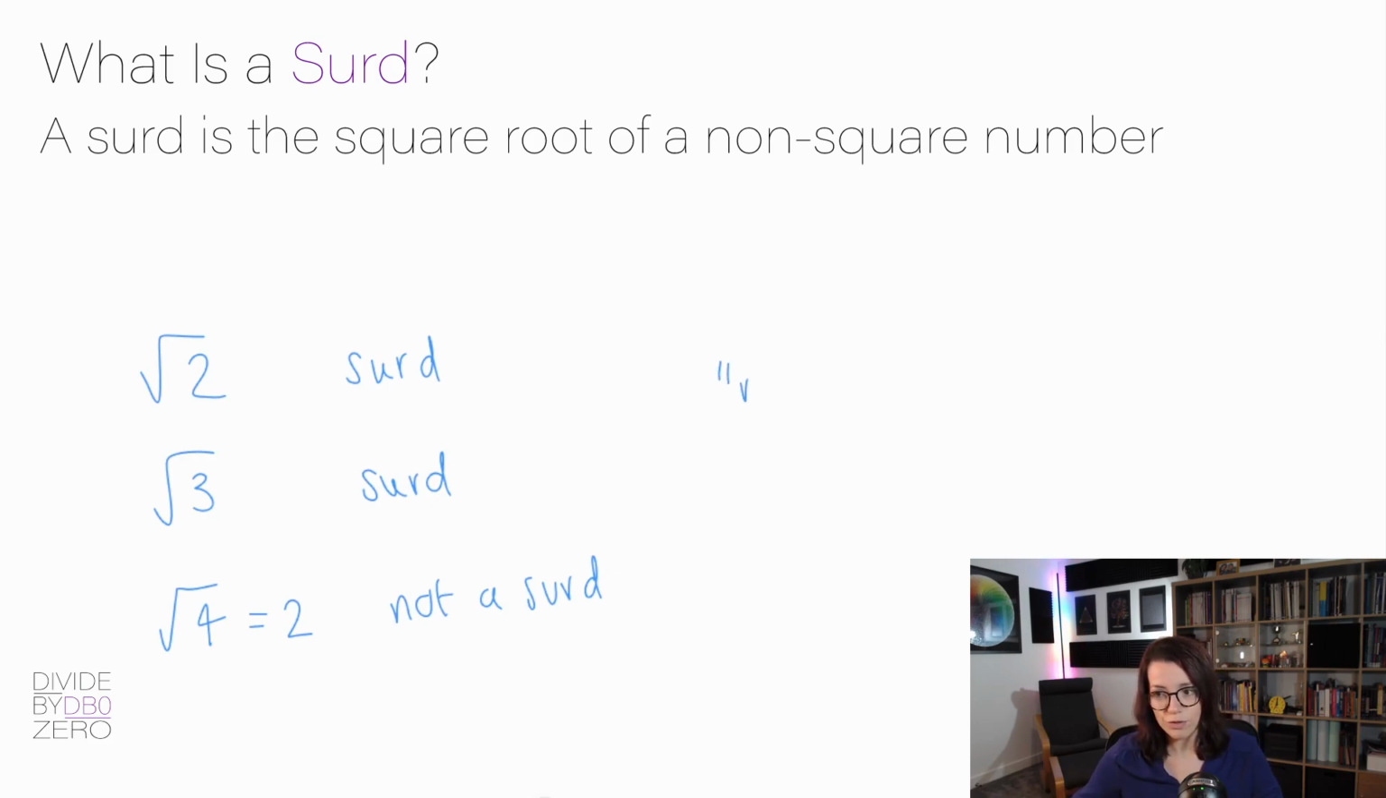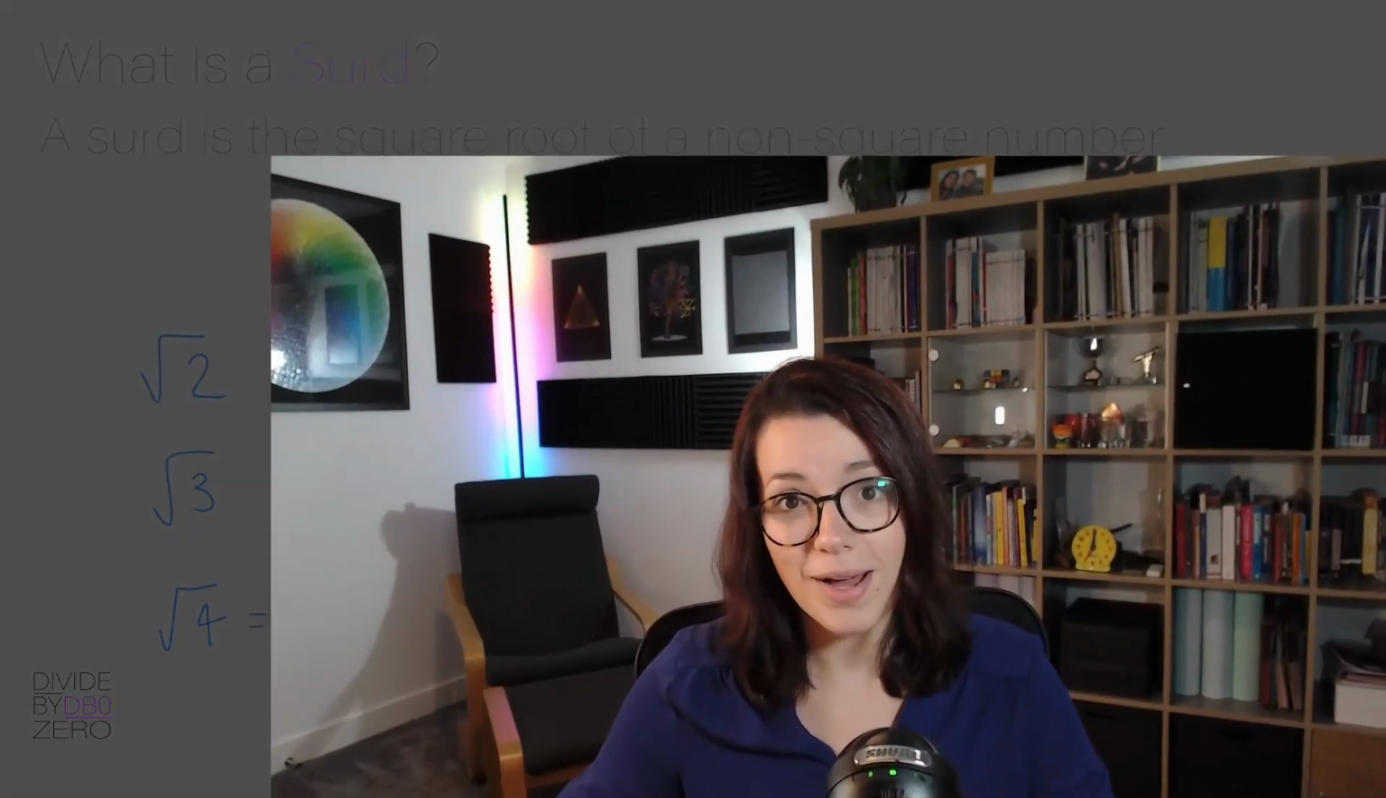When I'm saying root, I actually mean square root. People use them interchangeably, so I just wanted to be clear that I'm talking about the square root when I say root. Okay, so now that we know what a surd is, let's talk about the rules for manipulating them. Manipulating in this context just means working with.